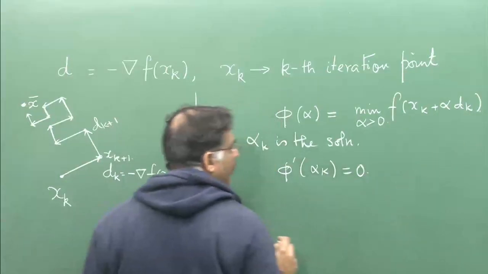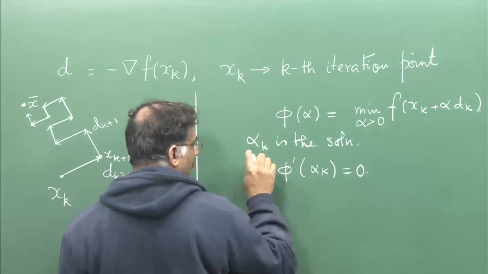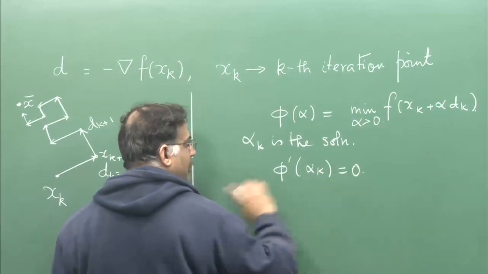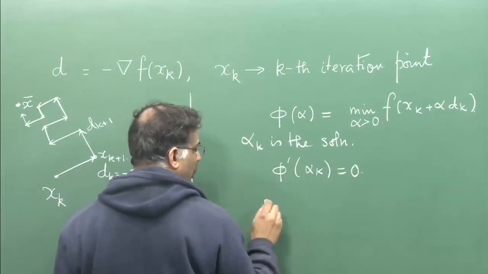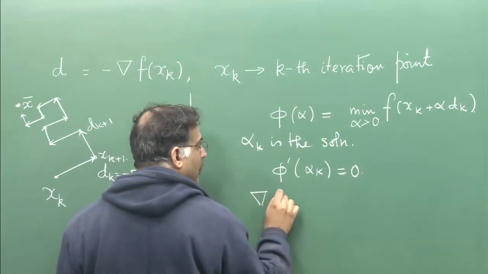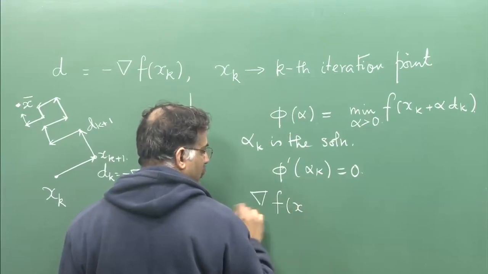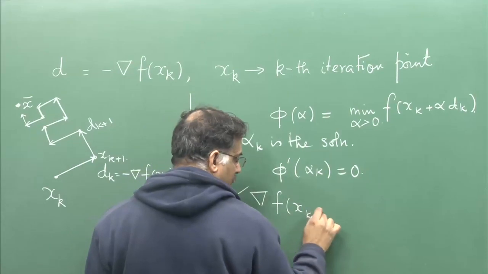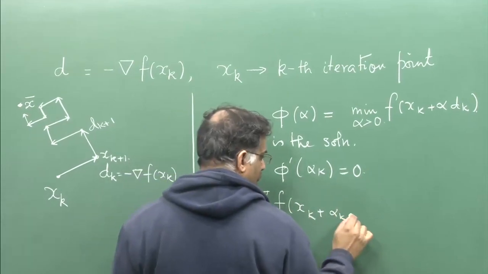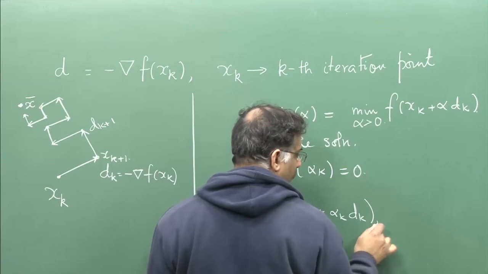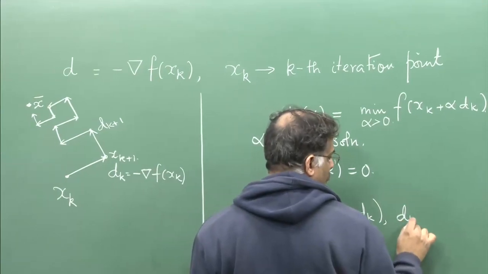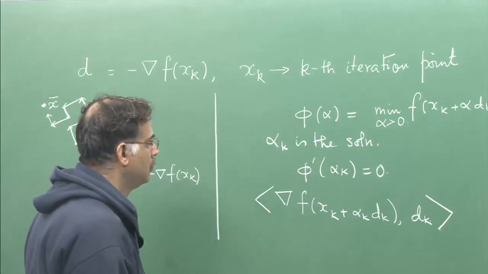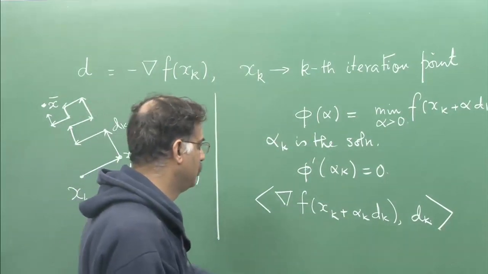Now, what would I get from here? I would get the following. So, now there is an alpha k strictly bigger than 0, which solves this. So, this is a necessary condition, and this would give me what? It will give me grad of f, so my f dash, of x k plus alpha k dk, into this.